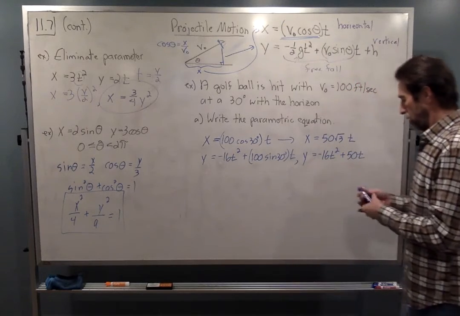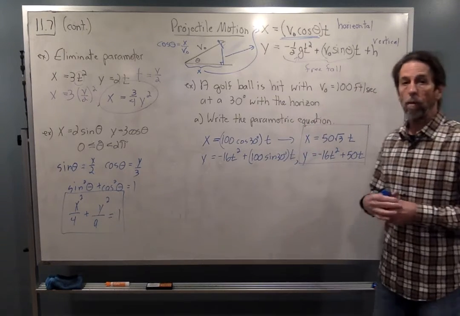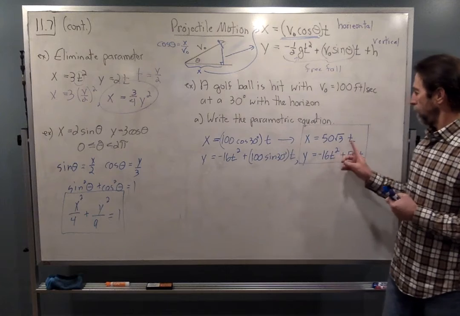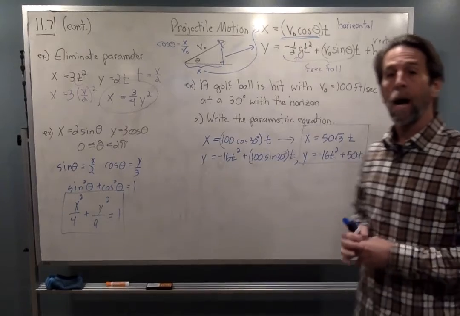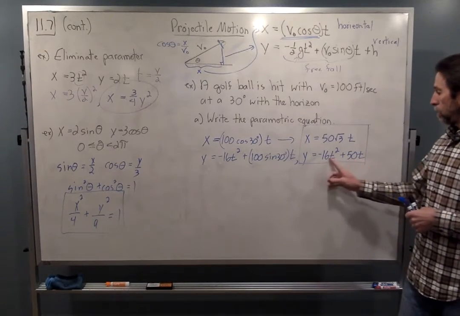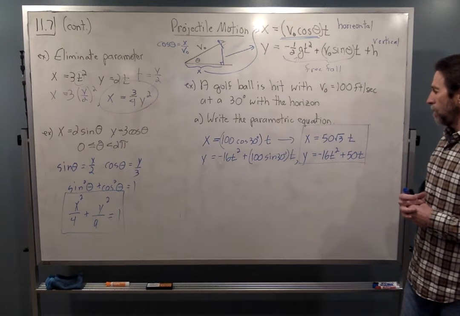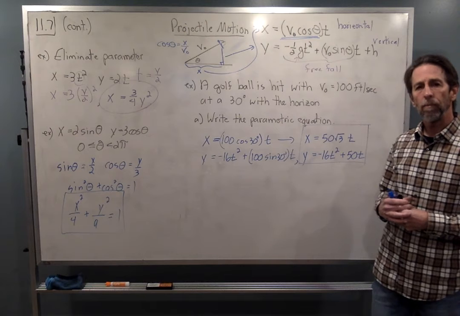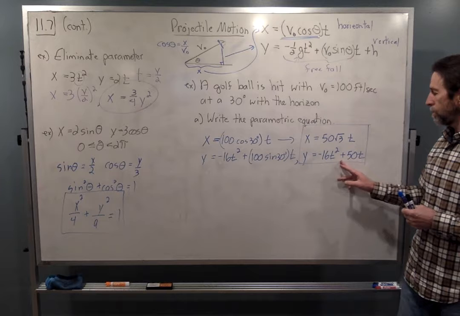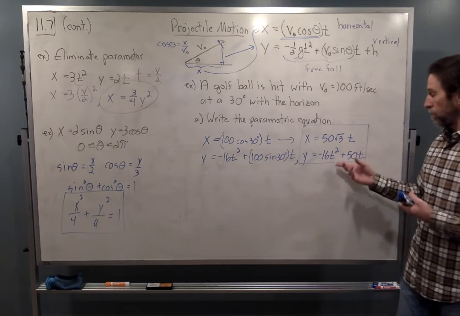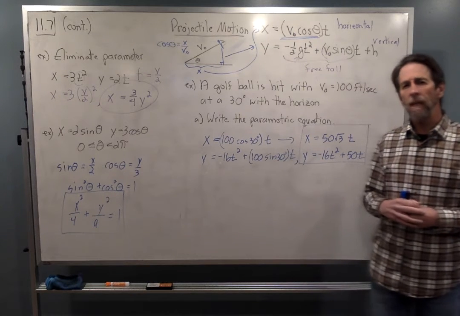But once we have this system of parametric equations, I could ask a variety of problems. I could find out how far is it after 1 second, or 2 seconds, or 3 seconds. I could also ask how high is it after 1 second, or 2 seconds, or 3 seconds. But there could be some more interesting things. I could find out what's the highest it can be. Well, the highest it can be is basically when this height, it's going to be the vertex of that parabola. I could find out how long is it in the air.